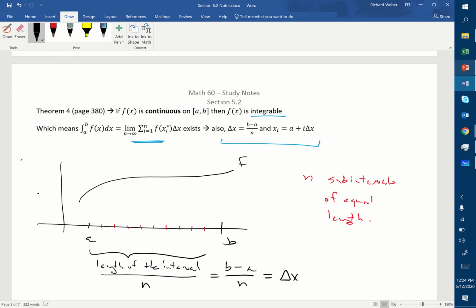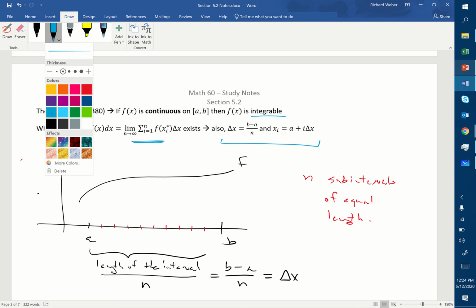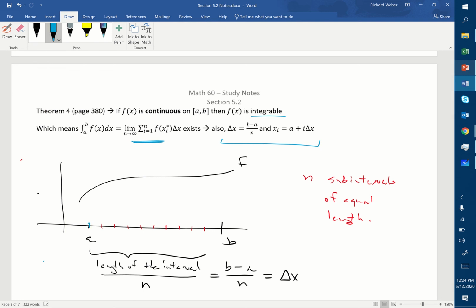So imagine marching your way, starting at A and then jumping that far, which means, by the way, this guy is A plus delta x, right? And then you go another step, and this right endpoint, if you will, is A plus delta x, but then another one, so twice delta x, like so. And so on, and so on, and so on.